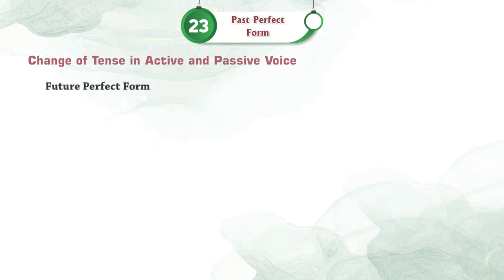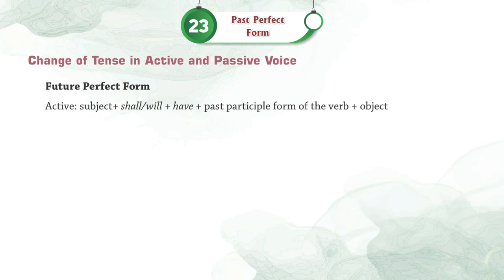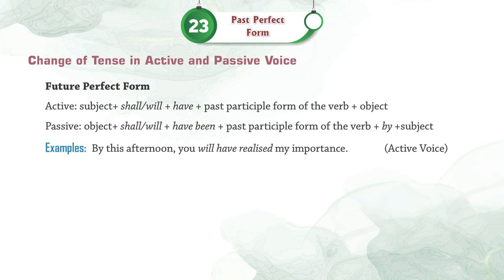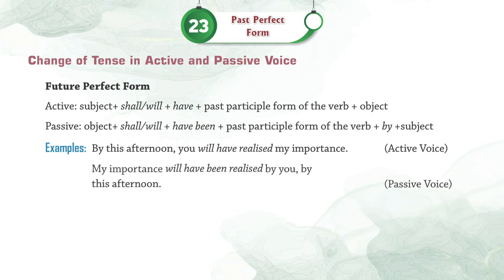Future perfect form. Active: subject plus shall or will plus have plus past participle form of the verb plus object. Passive: object plus shall or will plus have been plus past participle form of the verb plus by plus subject. Examples: Active voice: By this afternoon, you will have realized my importance. Passive voice: My importance will have been realized by you by this afternoon.